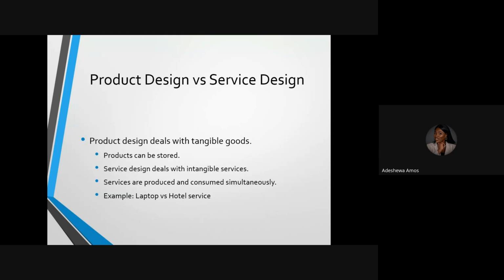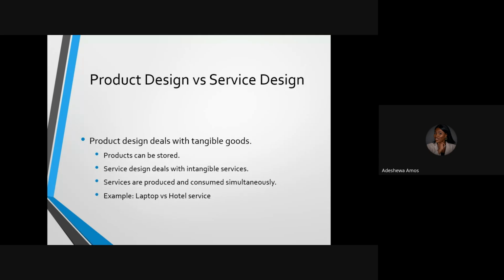Okay, services are produced and consumed simultaneously, just like I'm teaching now. I'm producing a service and you are consuming it at the same time. But if you go and buy, let's say, a laptop, you can buy the laptop and use it later. If you go and buy a pen, or any product of choice, maybe biscuits or something, you can decide that this one, I'm going to eat it later. Then you keep it. But when it comes to service, it is produced and consumed simultaneously. I'm teaching and you are consuming.